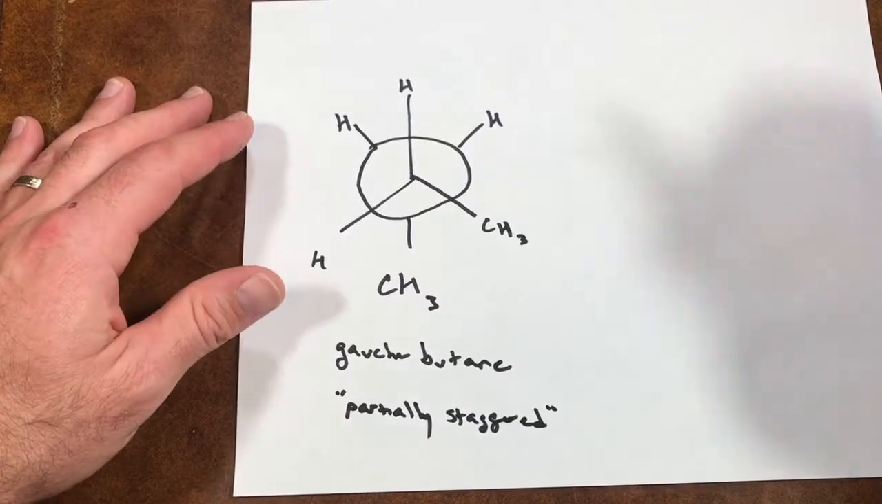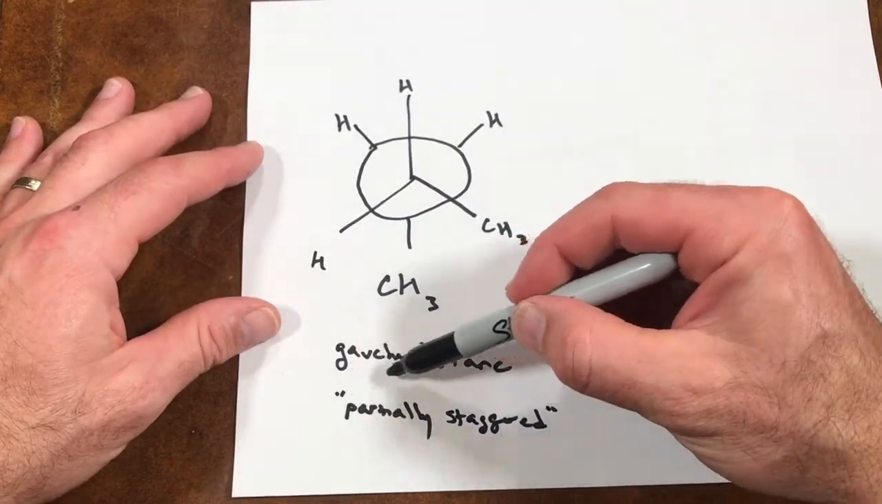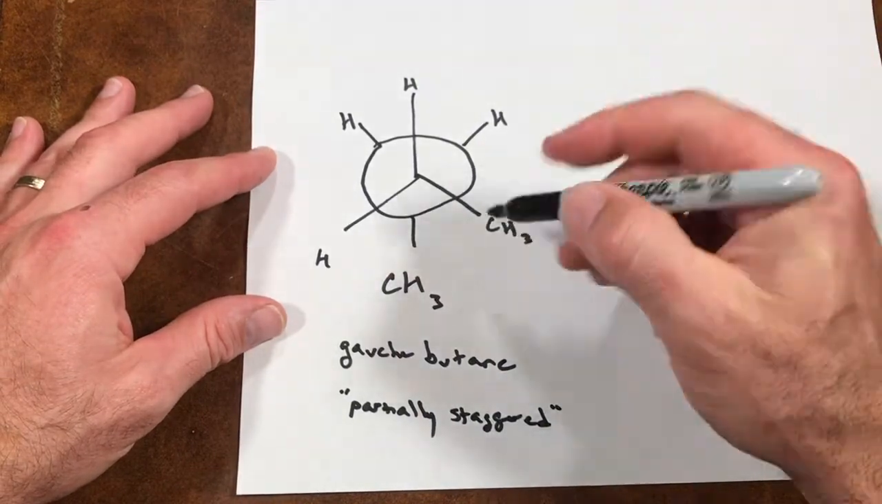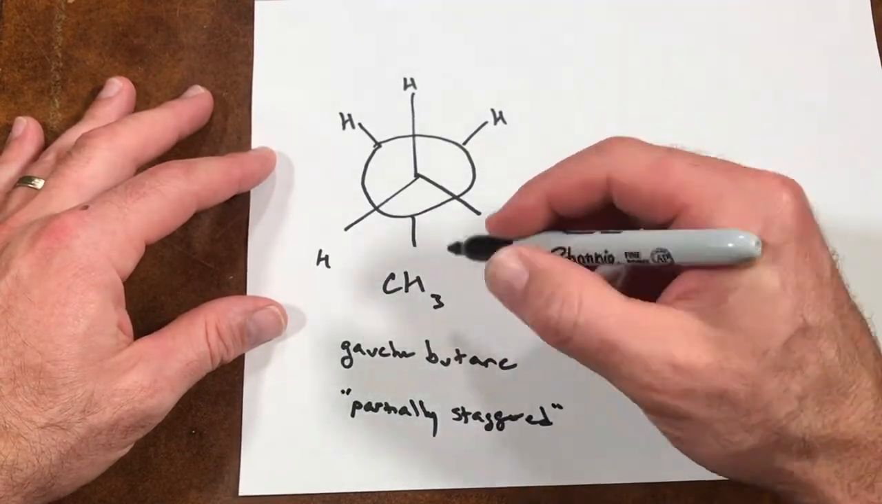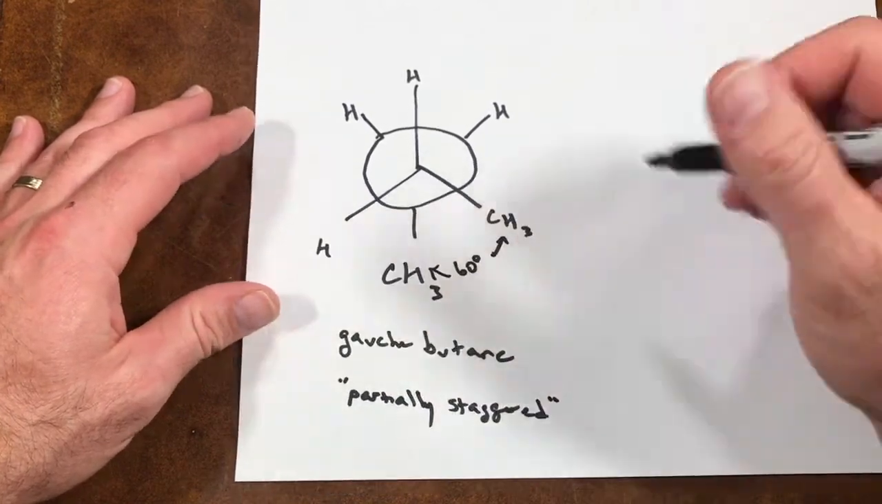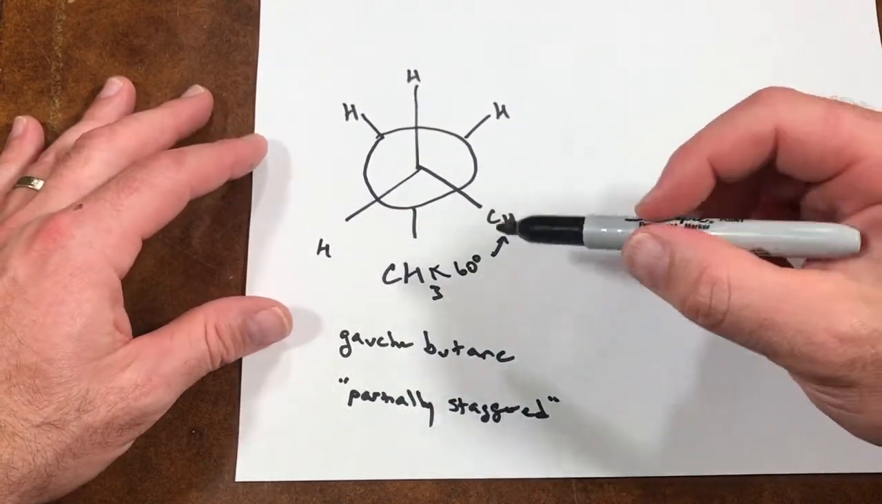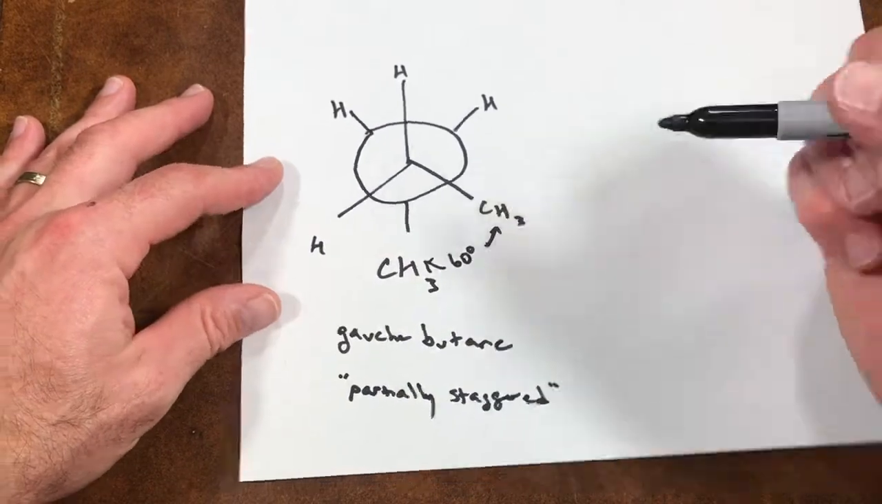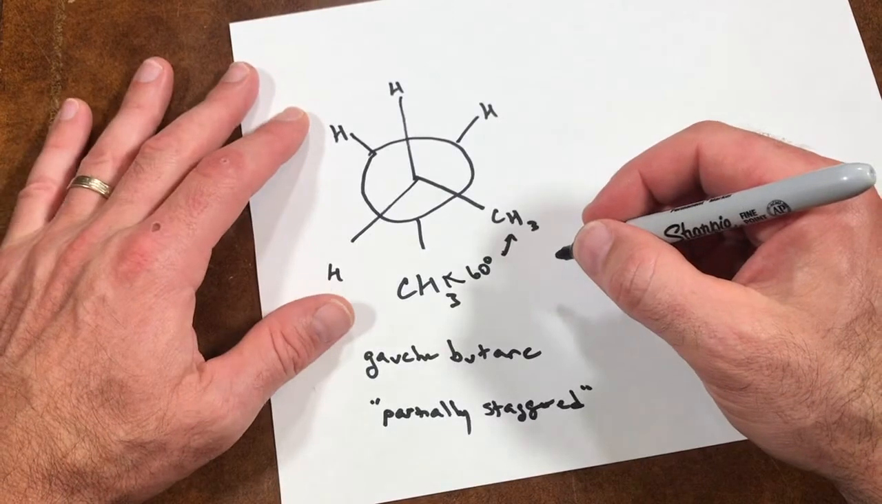So here we have Gauche butane. The reason that we use that word Gauche is because anytime you've got this 60-degree dihedral angle between CH3 groups, or honestly, not just CH3 groups, but any bulky group, this is called a Gauche interaction right here. The energetic cost of this is relatively high.